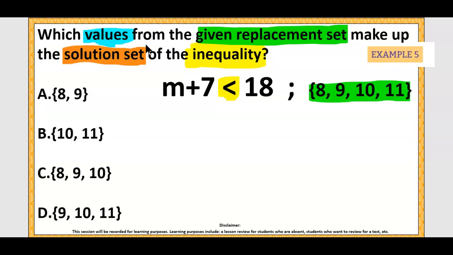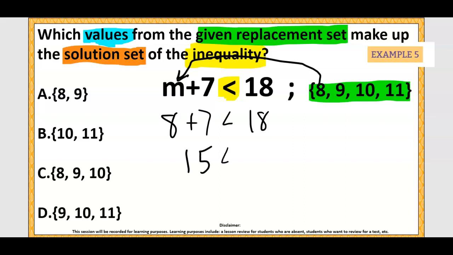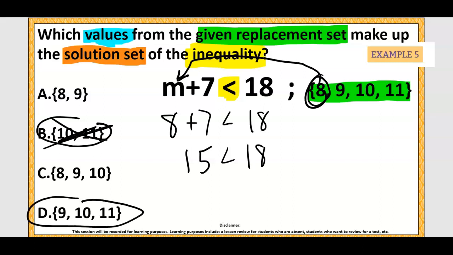Well, let's try plugging in the 8 and see what happens. So instead of M, let's put an 8 here. 8 plus 7 less than 18. Is that true? 15 is less than 18? Yes, so 8 works. So I'm going to circle that. Since B doesn't have an 8, I know that's not it. Since D doesn't have an 8, I know that's not it. So it could be A and C, but let's keep going and find out.